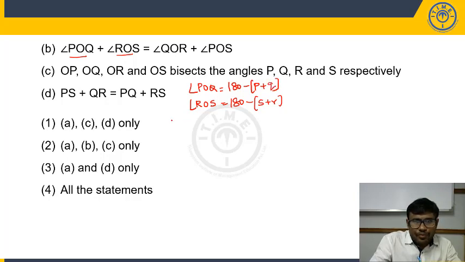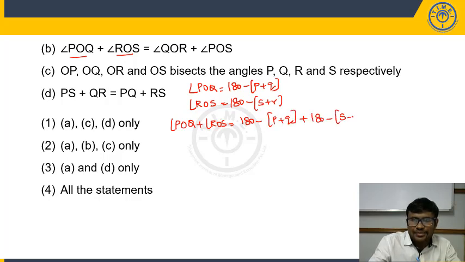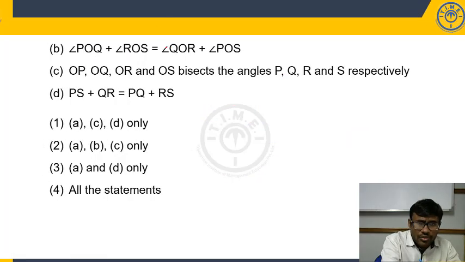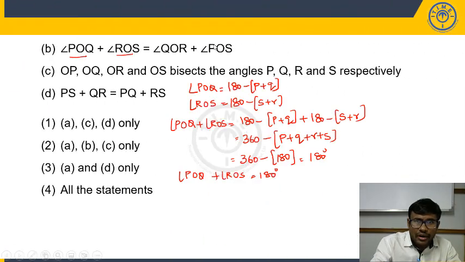So angle POQ plus angle ROS is 180 minus of P plus Q plus 180 minus of S plus R. So it is 180 plus 180, that is 360 minus of P plus Q plus R plus S. So it is 360 minus of, what was P plus Q plus R plus S? Again it was 180. So this is 180 degrees. So angle POQ plus angle ROS, I got it as 180 degrees. And from the previous statement, angle POS plus angle QOR, that is also 180 degrees.